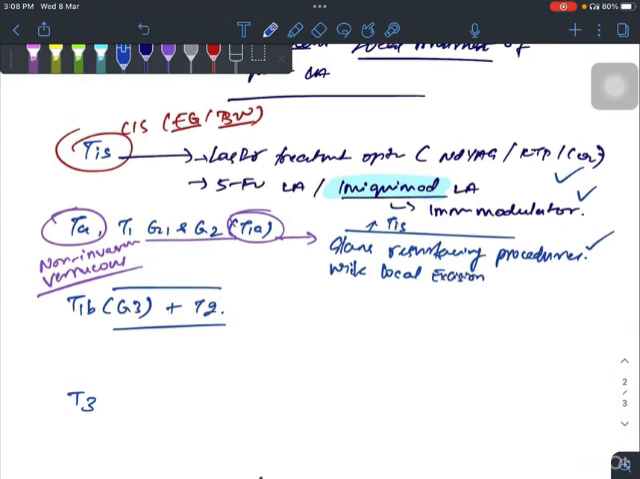If it is involving the glans, then we can also do glansectomy with reconstruction.